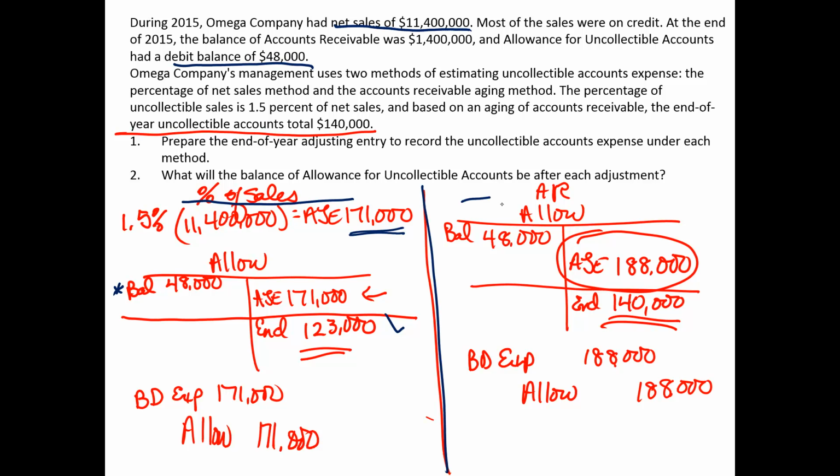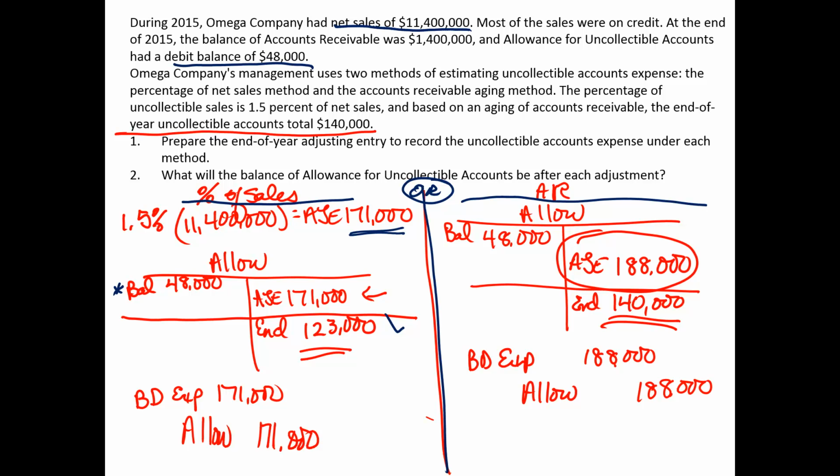Well, what would it look like if we did the accounts receivable approach instead? So remember, companies have choices. They can do either percentage of sales method, or they can do an aging of accounts receivable method to figure out what this estimate is. It's a choice. They don't do both, it's or, not and.